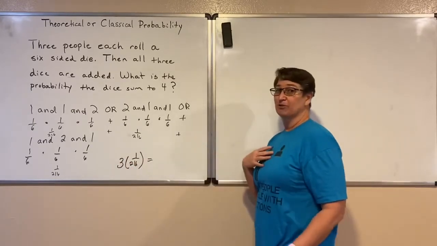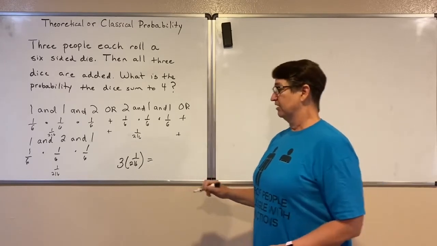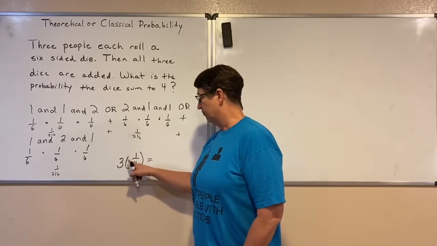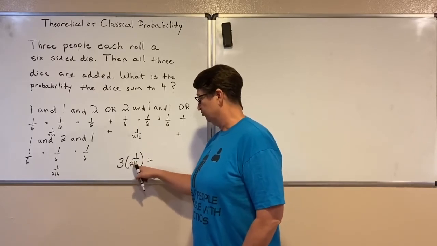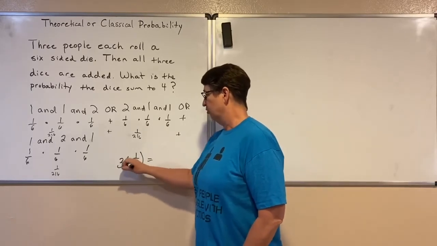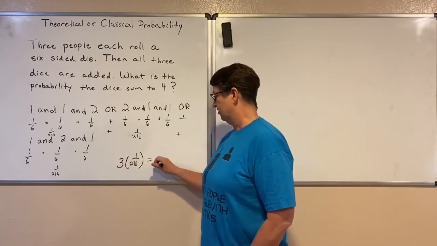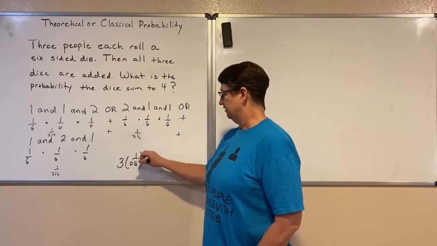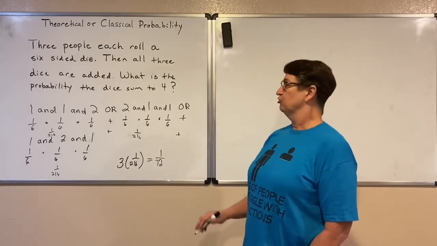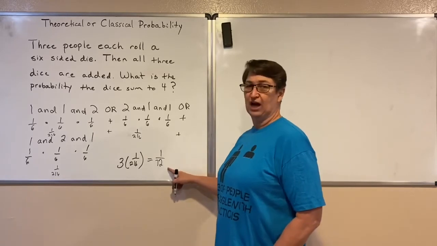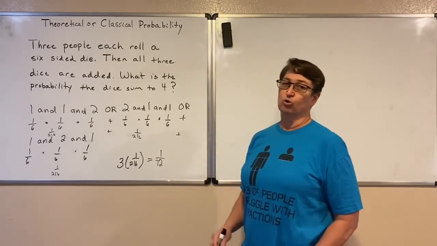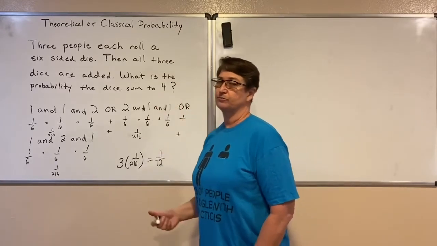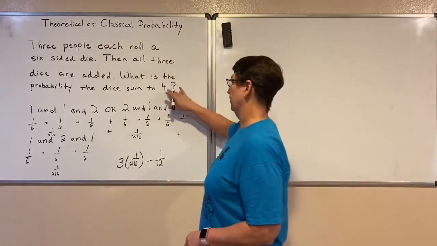But I like to simplify before I multiply, instead of simplifying afterwards. So I'm going to divide the top and bottom by 3, or this 3 goes into that 216. Well, 3 goes into 21 7 times, and 3 goes into 6 2 times. And I still have that 1 left over. So 1 out of every 72 times the 3 people roll it, I would expect them to get a sum of 4. Let's do a really tricky one.